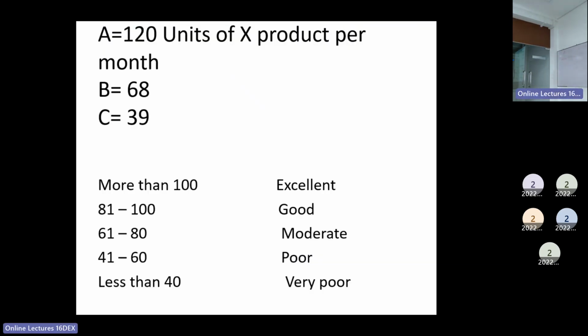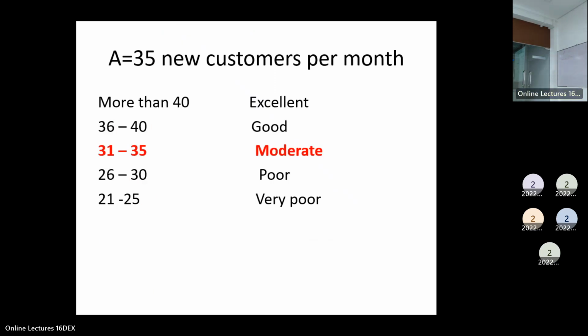There are some examples you can go through. This is the standard for new customers created: more than 40 excellent, 36 to 40 good, 31 to 35 moderate, 26 to 30 poor. So you can establish your own. Okay? Right.